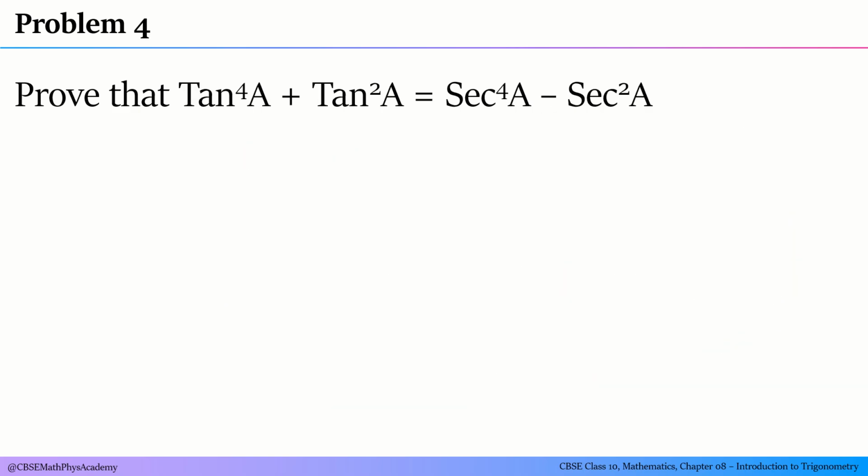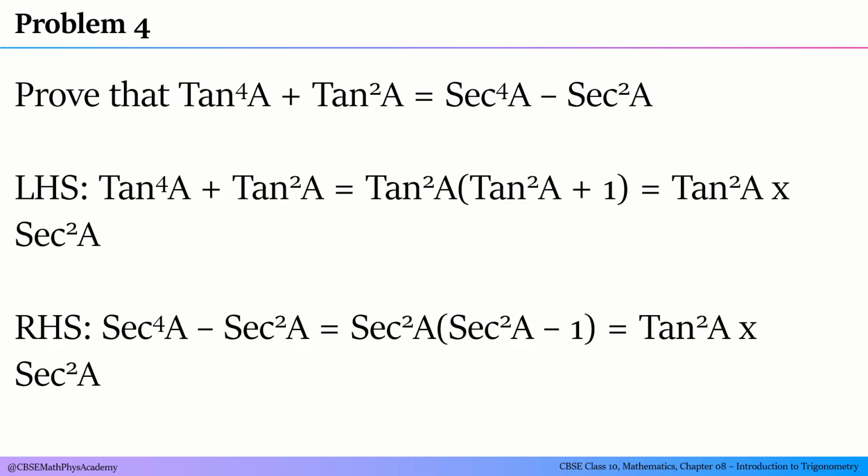Then this is problem 4. Looking at the presence of tan and sec, you should have a trigger that this is related to trigonometric identity 2. But you have one problem: the equation you know deals with tan square, and here you have tan power 4. So you can convert tan power 4 to tan square by writing it as tan square to the power of 2. Let us see the approach.